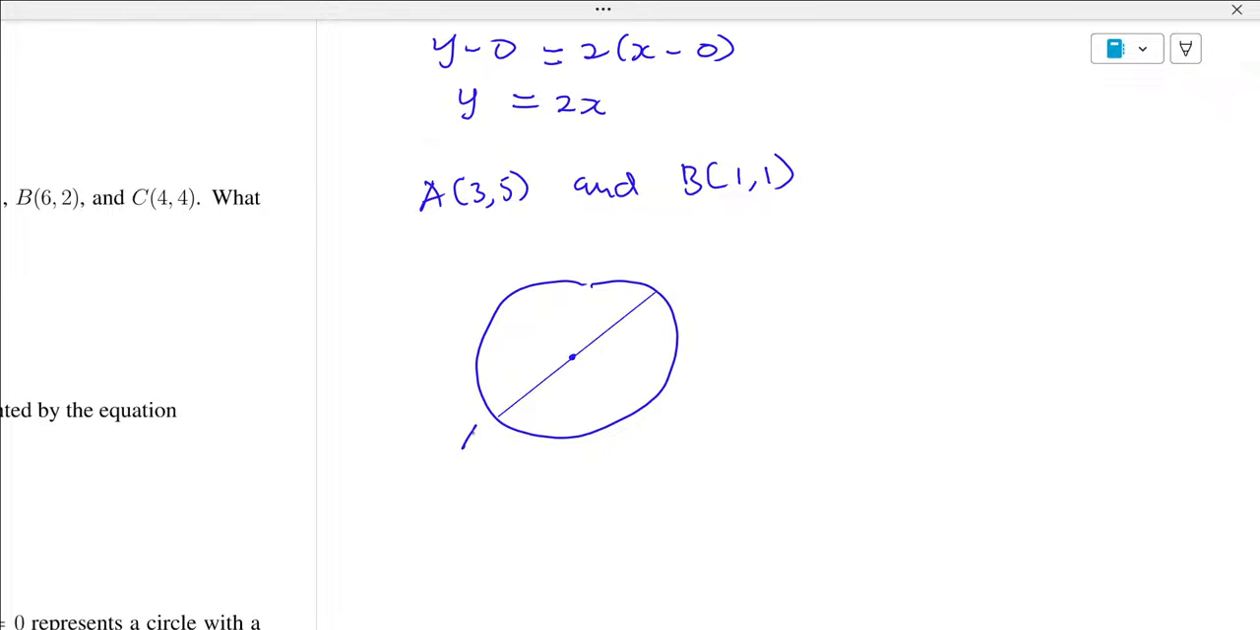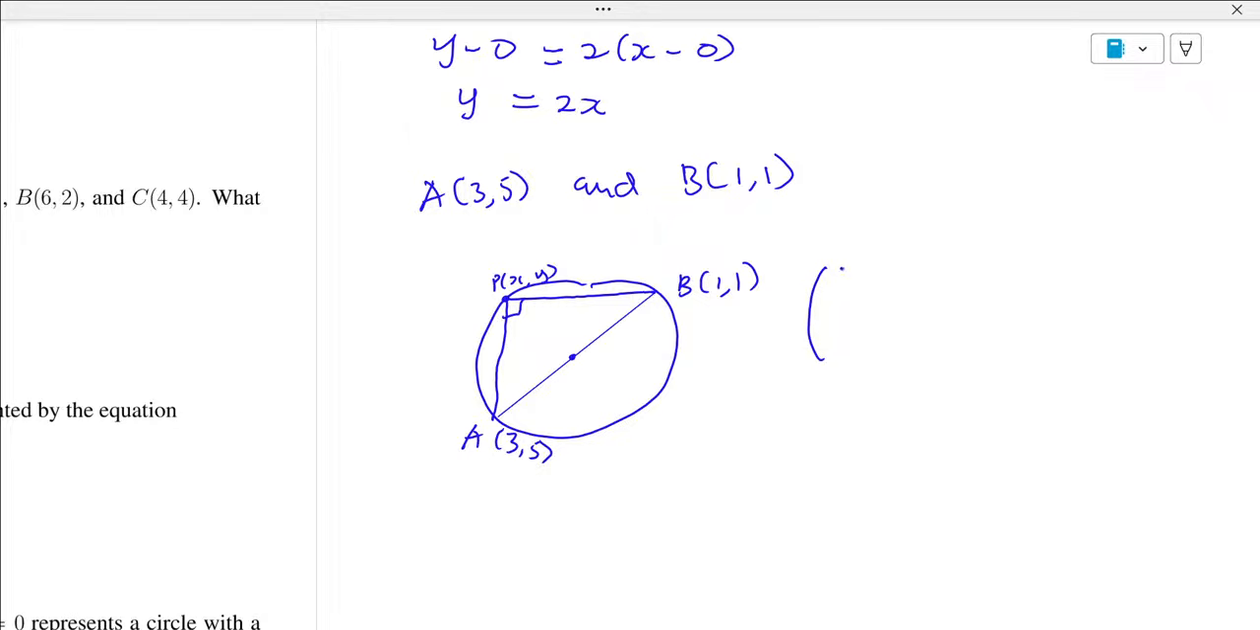Now I have A to be (3, 5), and I have B to be (1, 1). If I draw a line, I consider any point P (x, y) on the circle, and that is perpendicular to point A and point B, then I can find the gradient of these lines, and that will give us -1.